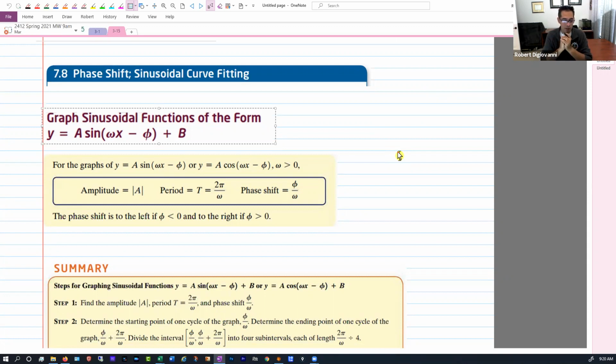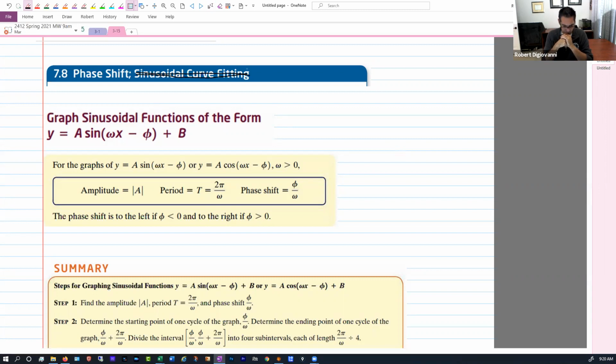All right, so the next section, 7.8, has to do with this concept called phase shift, which we have not talked about. We are not going to be doing the curve fitting part. We're just going to be talking about phase shift.